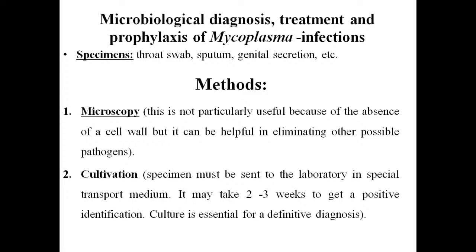Cultivation. Specimen must be sent to the laboratory in special transport media. It may take 2-3 weeks to get a positive identification. Mycoplasma grow very, very slowly. Culture is essential for a definitive diagnosis. The most important methods for diagnosis are serological tests and PCR. PCR is also the main method for diagnosis today, like in chlamydia. They are identified together as sexually transmitted diseases. Serological tests include complement fixation test and ELISA.